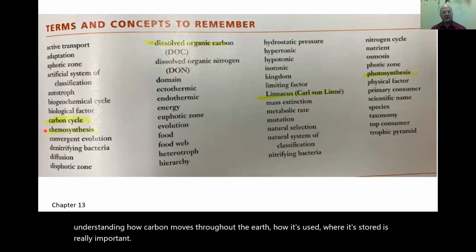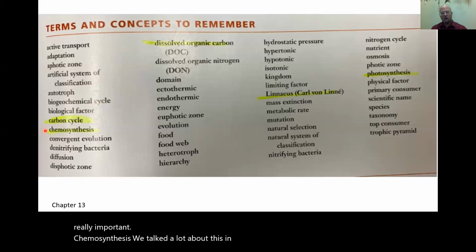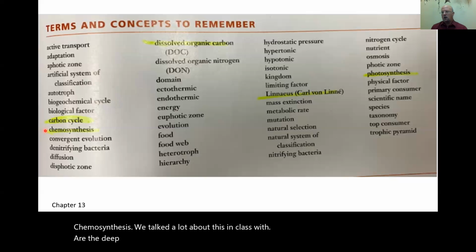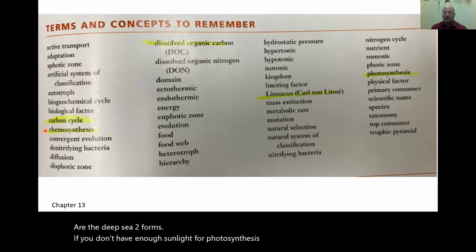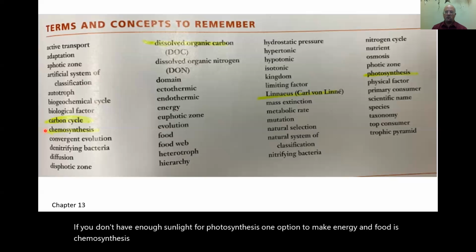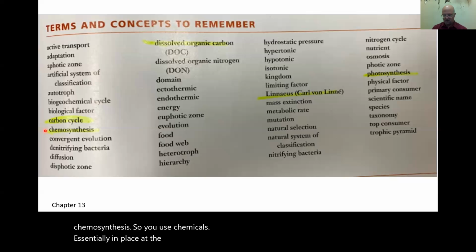Chemosynthesis, we talked a lot about this in class with the deep sea tube worms. If you don't have enough sunlight for photosynthesis, one option to make energy and food is chemosynthesis. So you use chemicals essentially in place of the sunlight, right? In place of the energy. So that's chemosynthesis.